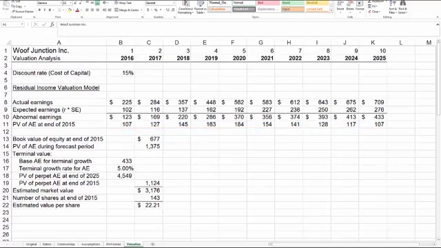We have to do a terminal value. So for our terminal value, using the equation I briefly showed you before, you pull in the last year of abnormal earnings, you assume some kind of growth rate beyond the forecast horizon, and then come up with the present value of that. And now you have three components. You have the book value of Wolf at the end of 2015, the present value of all of these abnormal earnings, and the present value of this terminal value.